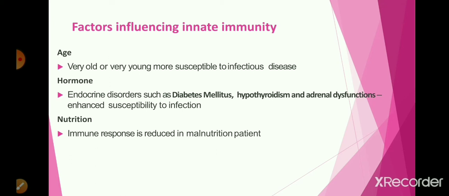So next point is nutrition. Immune response is reduced in malnourished patients. The nutritional status of the host plays an important role in innate immunity, affecting both humoral and cell-mediated immunity. In the last lecture I told you what is meant by humoral and cell-mediated immunity. Humoral immunity is the production of antibodies or proteins, whereas cell-mediated immunity is the production of T cells, B cells or phagocytic cells. Both humoral and cell-mediated immunities are lowered in malnutrition.